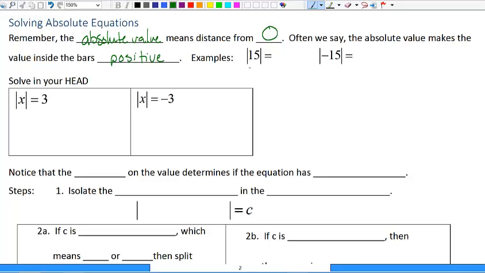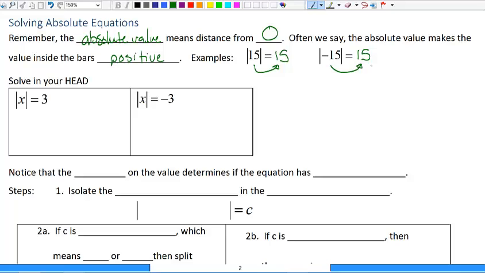For example, the absolute value of 15, well, how far is 15 away from 0? Well, 15 units. The absolute value of negative 15, well, on the number line, how far is negative 15 away from 0? Well, 15, because distance is always positive. Again, the fast way of thinking about that is just whatever's inside the bars, when it comes outside the bars, it just becomes positive if it isn't already positive.